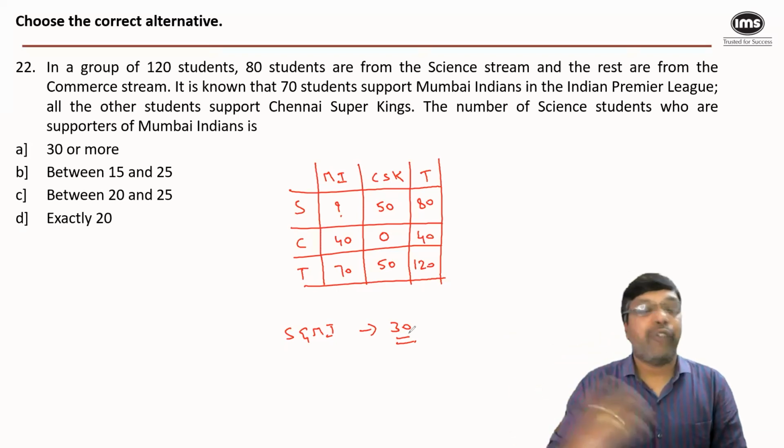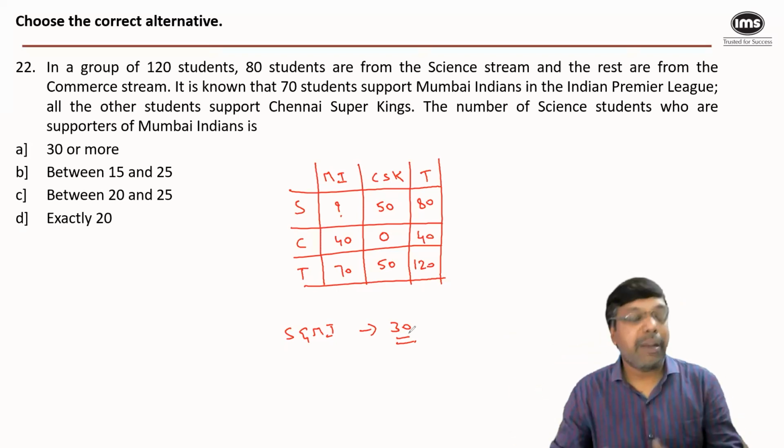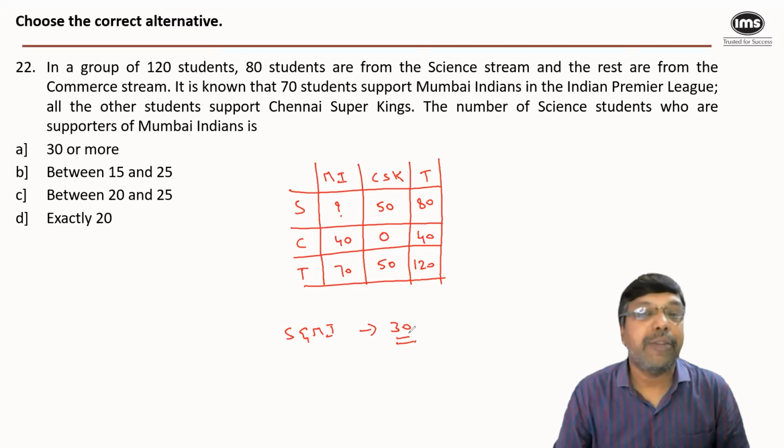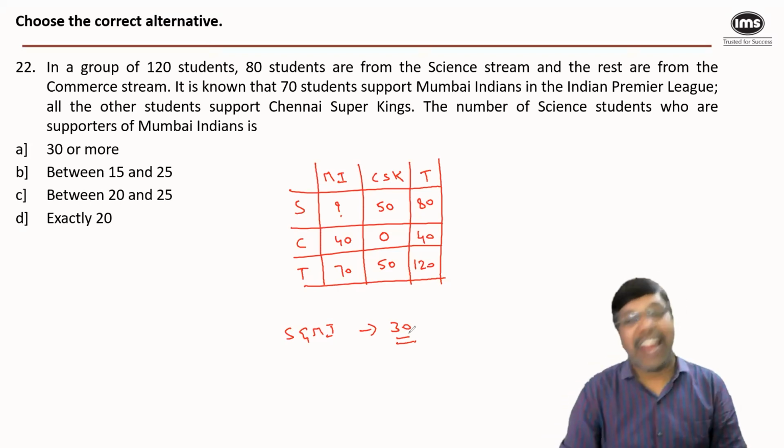So I don't even have to calculate the maximum. With the minimum value alone, I am able to determine the right option as option A.